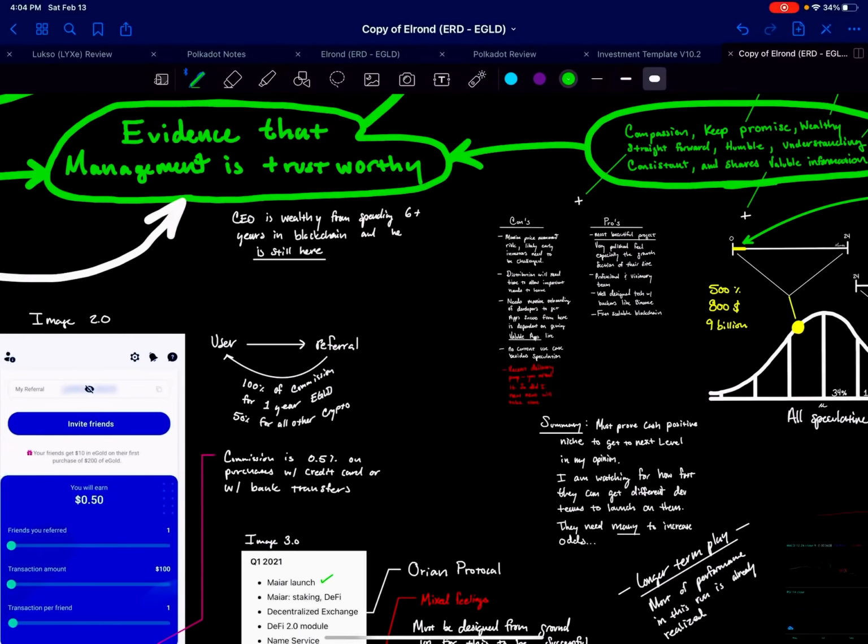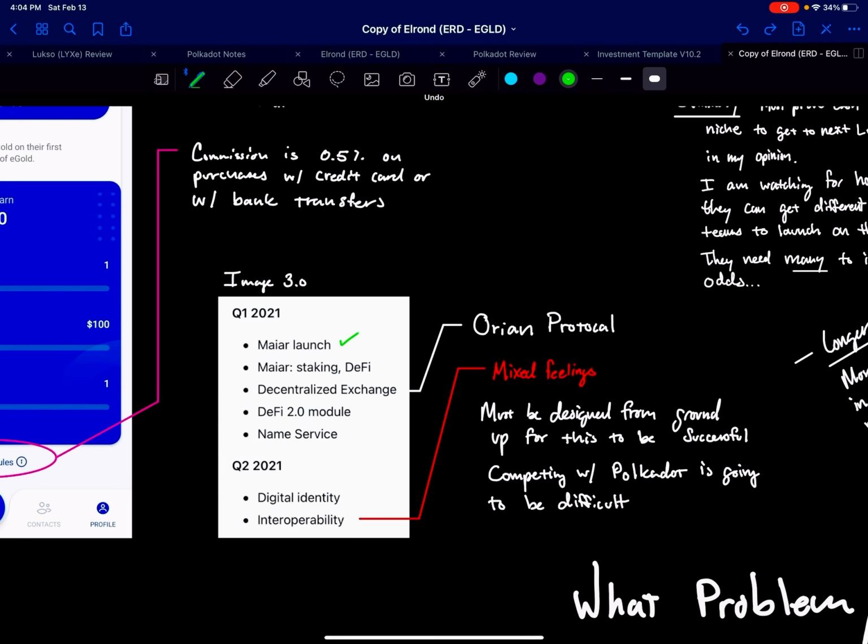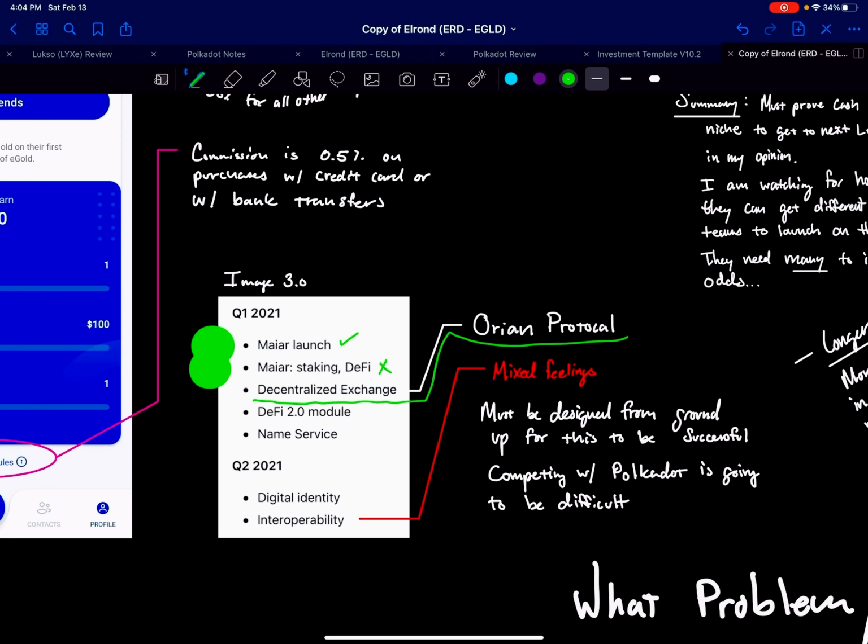Okay, so here's their roadmap. You can see that they just did the Mirror launch, staking and DeFi. So this is the staking that's going to be coming online, and they have been fulfilling everything that they said they would be doing. This is one of the most professional teams, I will say that. I'm very impressed with this project, and I will keep this project on my radar. And there's also a DEX coming, Orion protocol, so that's pretty exciting.